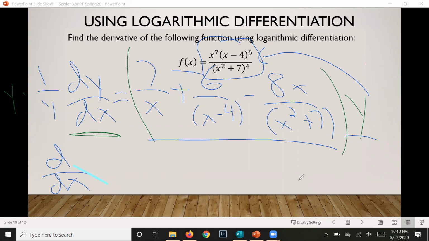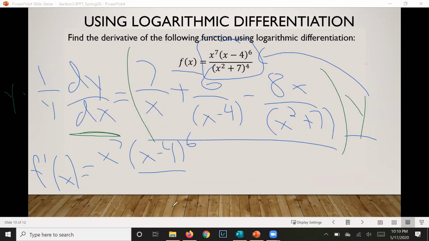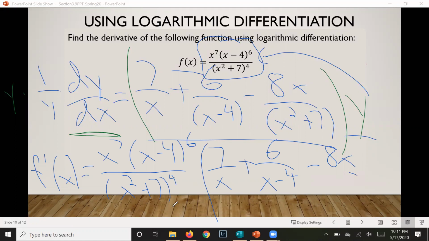I'm going to erase this just because I need the room. So what we're going to end up with here is f prime of x, so the derivative, is going to be what that original function was, because that's going to take the place of y, over x squared plus 7 to the 4th times now all this stuff we have in parentheses here. So 7 over x plus 6 over x minus 4 minus 8x over x squared plus 7. Okay? And there we go. There is our answer.